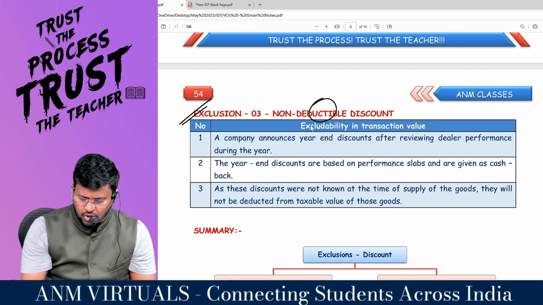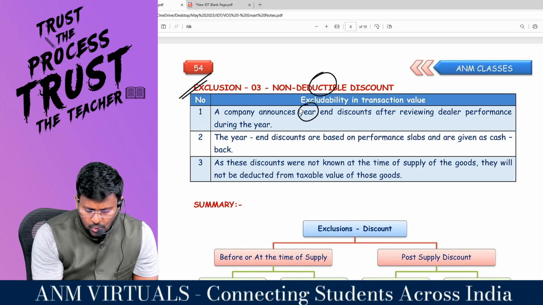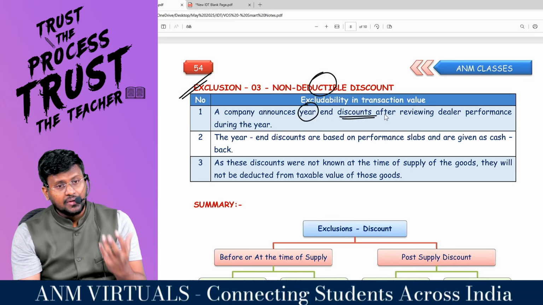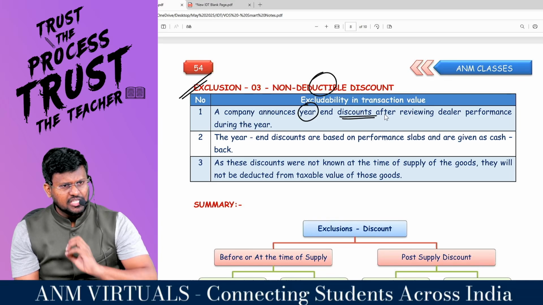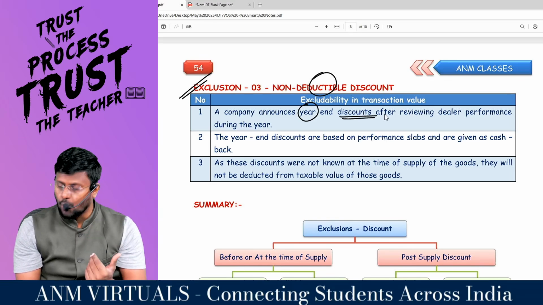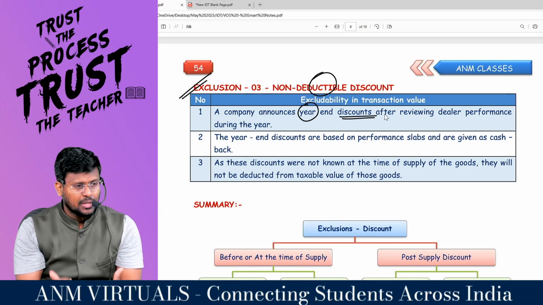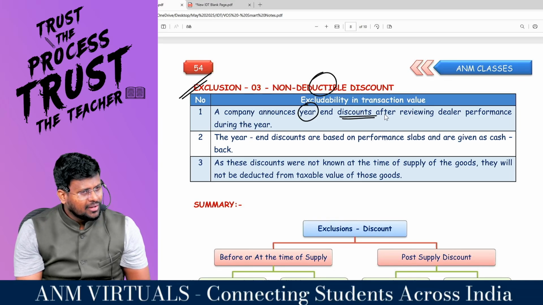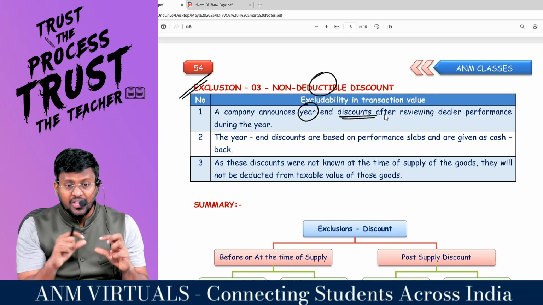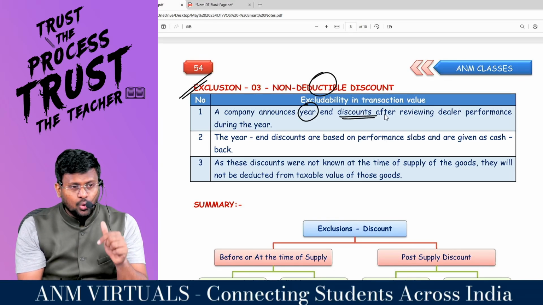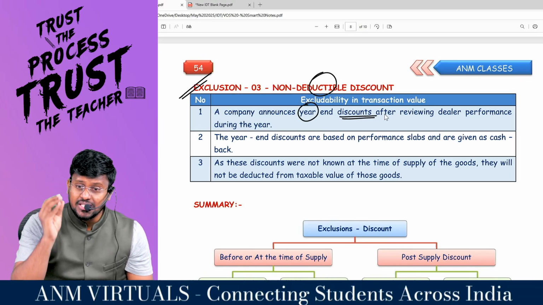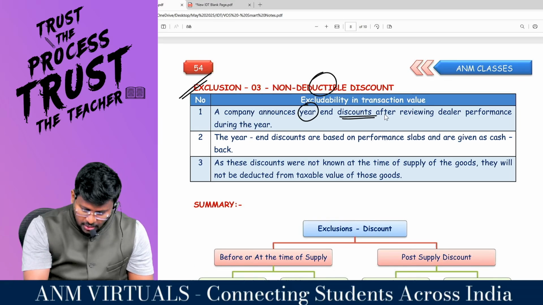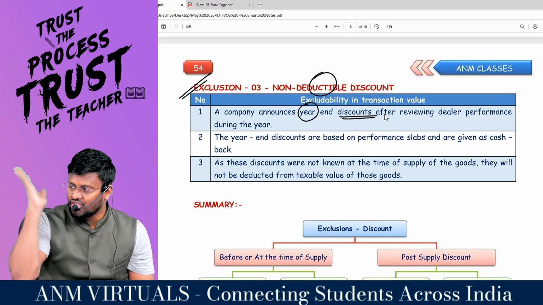Even though it is a post-supply discount, the company announces a year-end discount after reviewing dealer performance during the year. The company is saying that your performance is wow, take a 5% discount. This is an immediate discount the company is giving, not as per agreement. It is not linked to specific invoices. Then this discount cannot be reduced. In the sense that whatever GST you have originally paid is paid. You should not reverse that GST component.